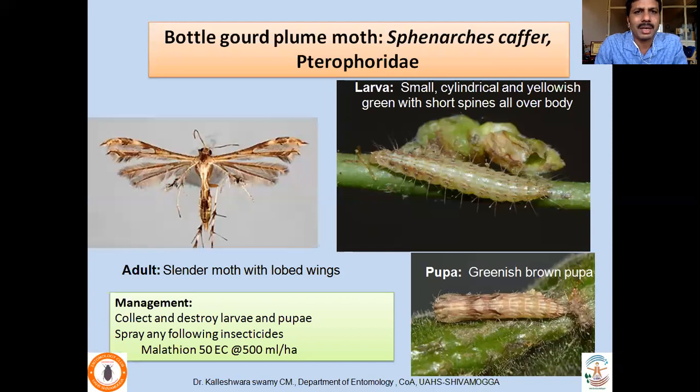The next pest is the bottle gourd plume moth, Sphenarches caffer. It is a pterophorid. Pterophorids can be easily identified by the 2 lobes and 3 lobes in the forewing and hind wing respectively. The larvae of the insect act as defoliators. They make irregular holes, and the pupae look like the larvae, with a greenish brown color. Wherever it occurs in serious proportion, especially in bottle gourd, we can go for insecticidal applications like malathion, for example.